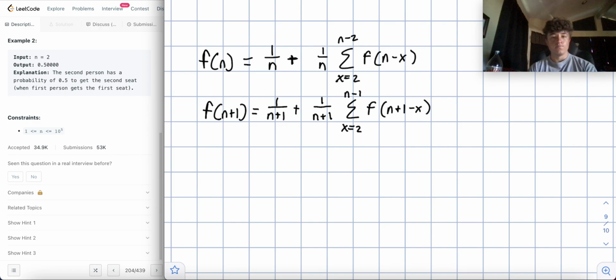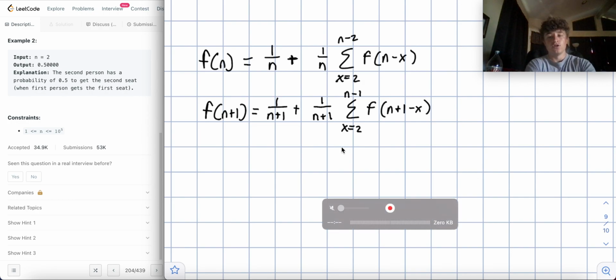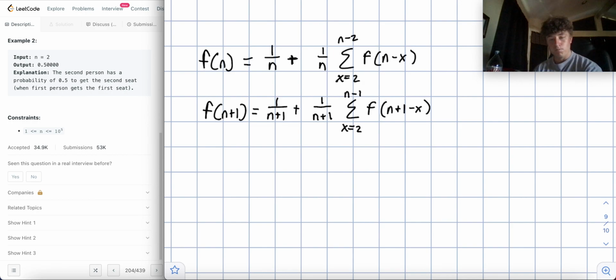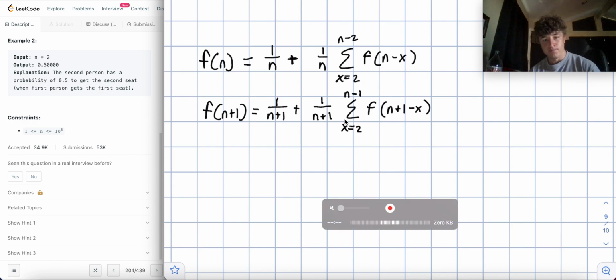Okay? Now, what I want to do, of course, to simplify this, is get rid of this summation. So if we're going from x equals 2 to n minus 1 of this equation, can we make it look like this somehow? Let's try to see if we can do that.